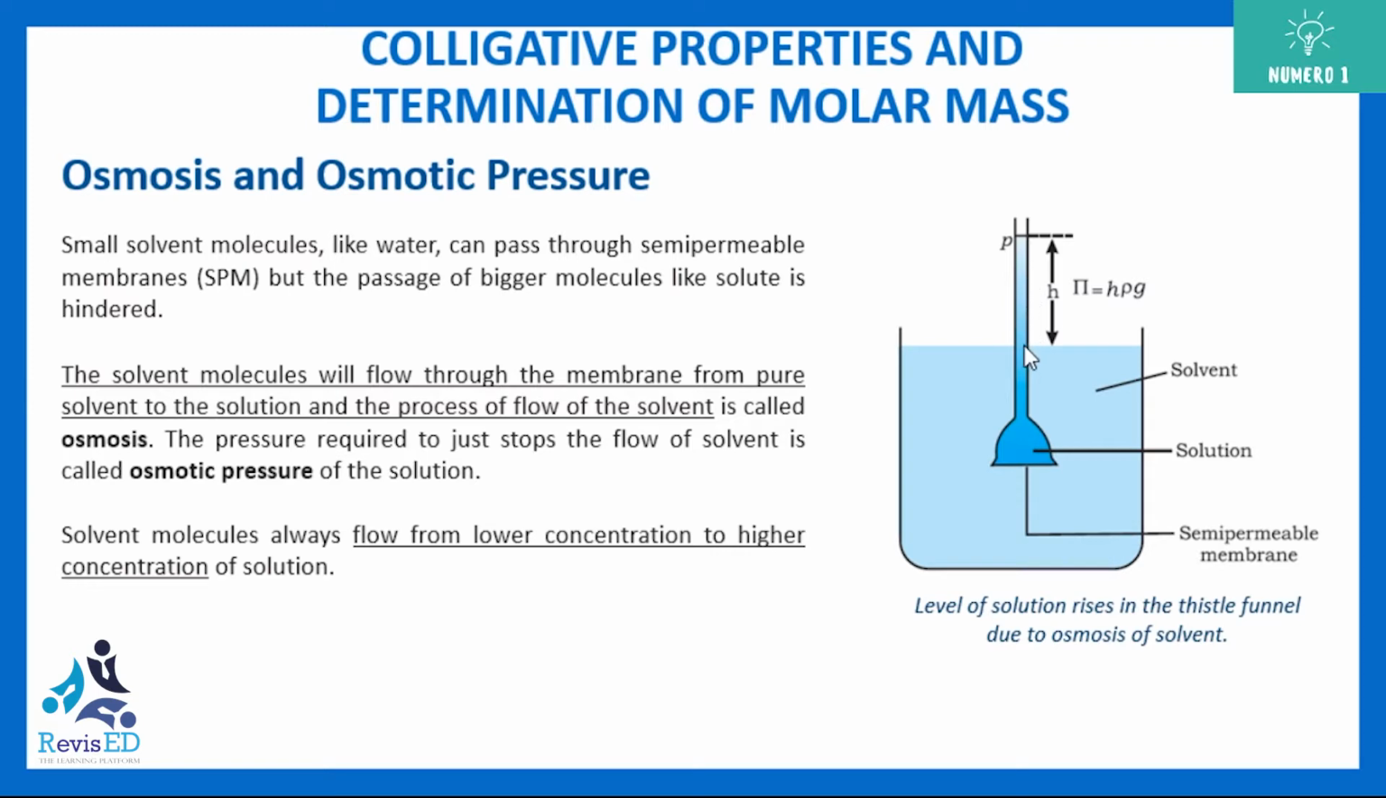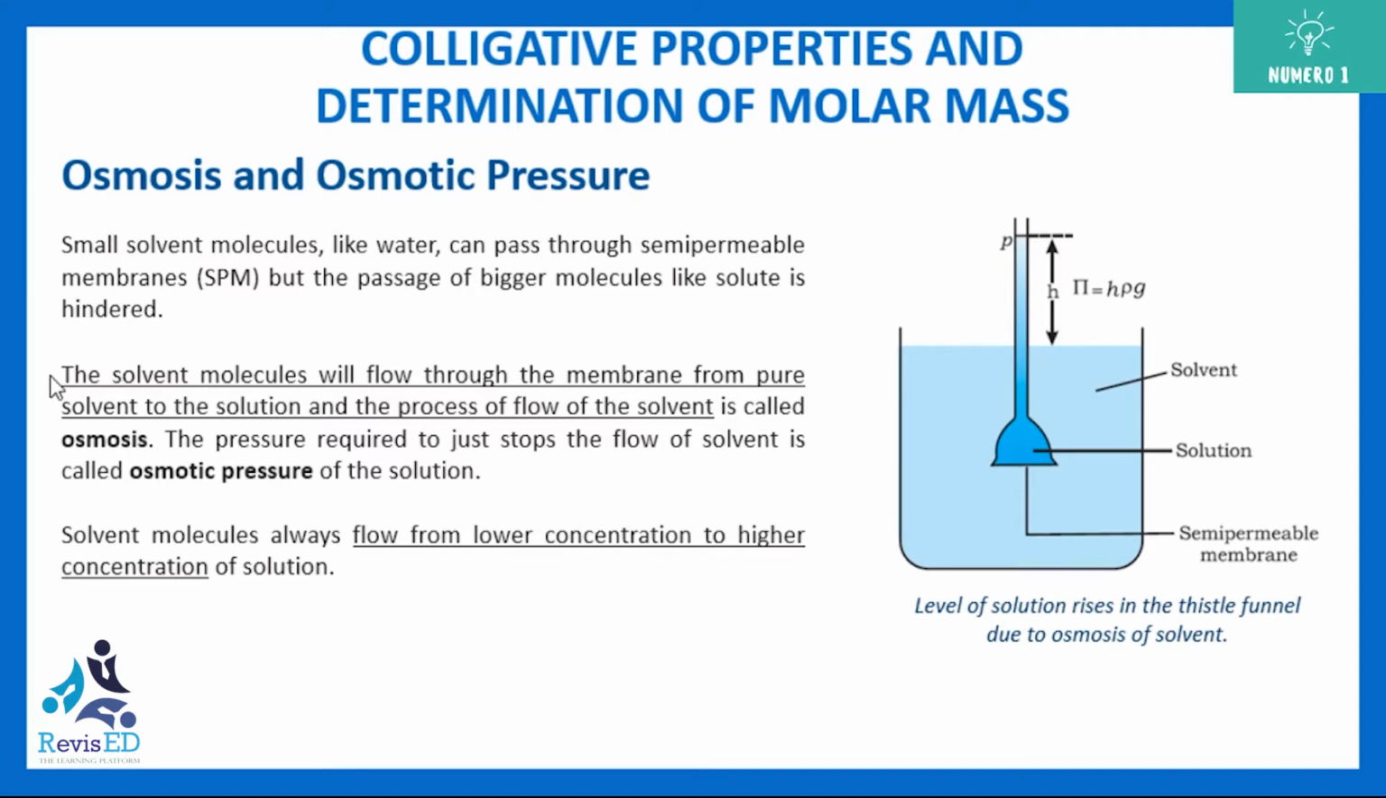Basically if you see, the level is rising, so that level will rise till a height, let's say h, and that height h corresponds to your pi, that is rho g h is the additional pressure, and this pressure is known as your osmotic pressure.